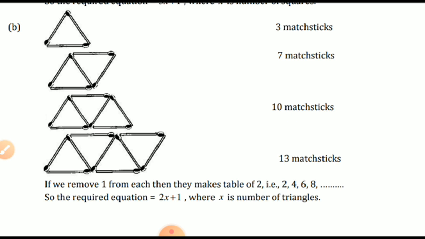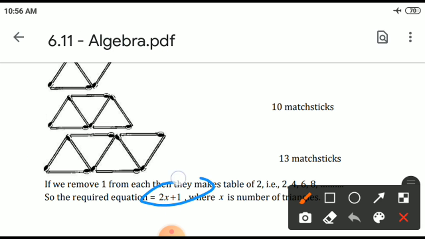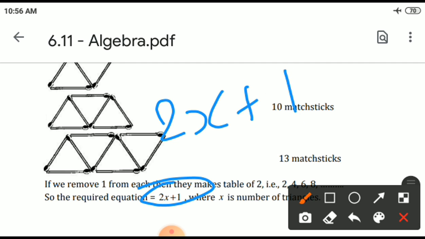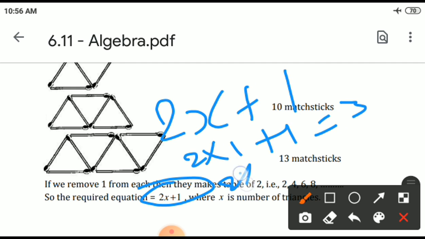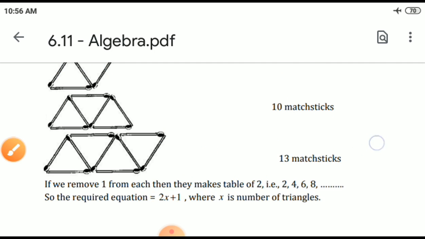So according to the question, how many matchsticks are lying? It is 2x plus 1. It's a binomial. 2x plus 1. So first picture, one triangle. 2 ones are 2 plus 1. Total are 3. Suppose there is a 2. So 2 2s are 4 plus 1. Is it equal to 5? 5 are there or not? Count. 1, 2, 3, 4 and 5. So here your answer is very simple.